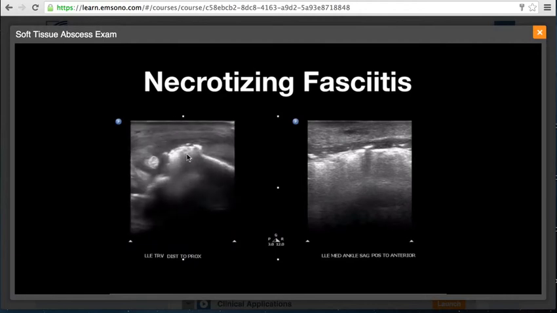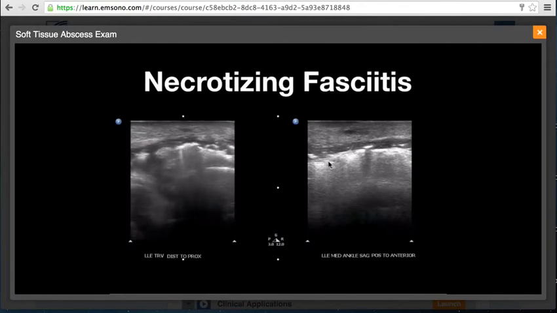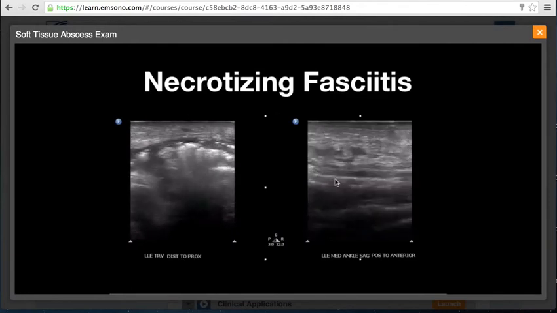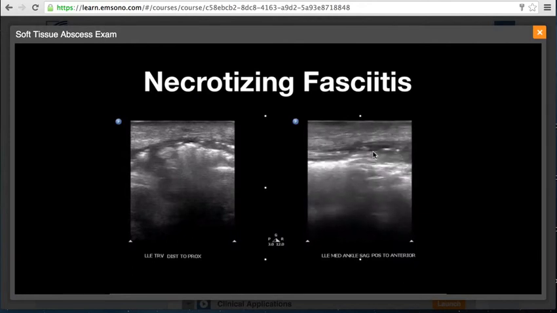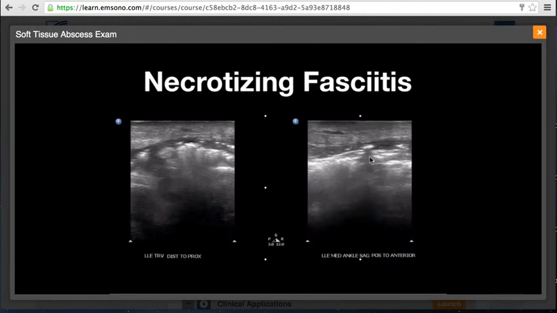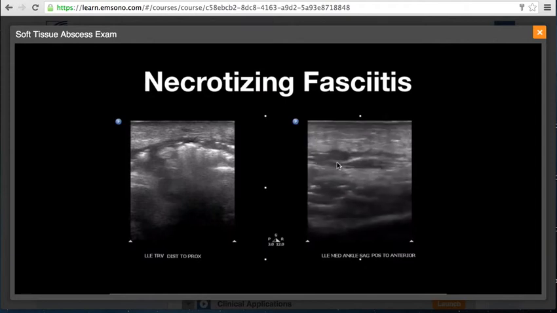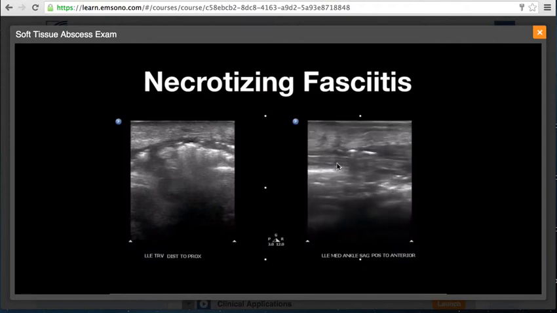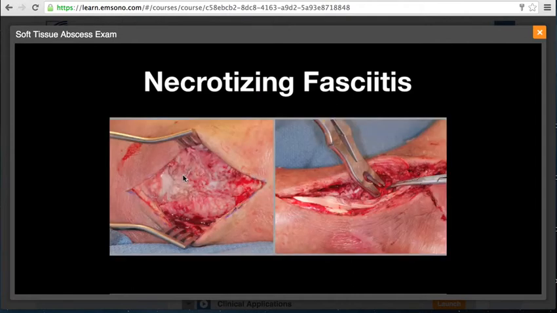And here you can see more extensive air collections and fluid. On the sagittal view, you can see the same thing. Note the marked amount of air within the soft tissue. There's a tendon right there. There's cobblestoning. So this was a patient who obviously needed aggressive antibiotic therapy, fluid resuscitation, and operative intervention. Here's the operative pictures on the patient. Note the appearance of the fascia and note how the infection extended deep into the subfascial tissue.